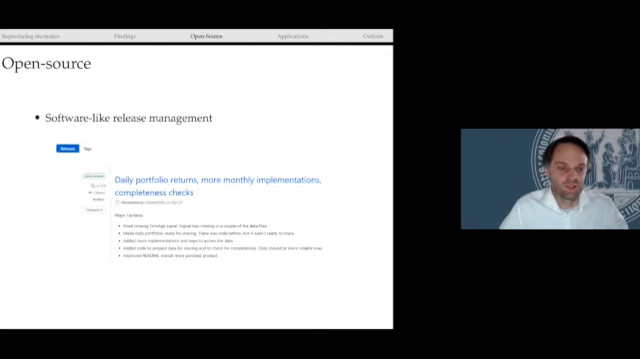We try to discipline ourselves to a software-like release management, where we currently are at release 1.1.0, which is the version that was released in April last year. And you can see the updates that we made from one version to the next, just like any other software that you probably use.